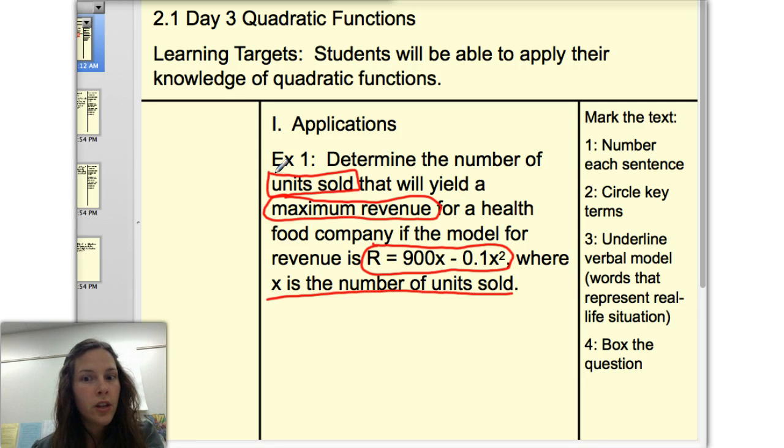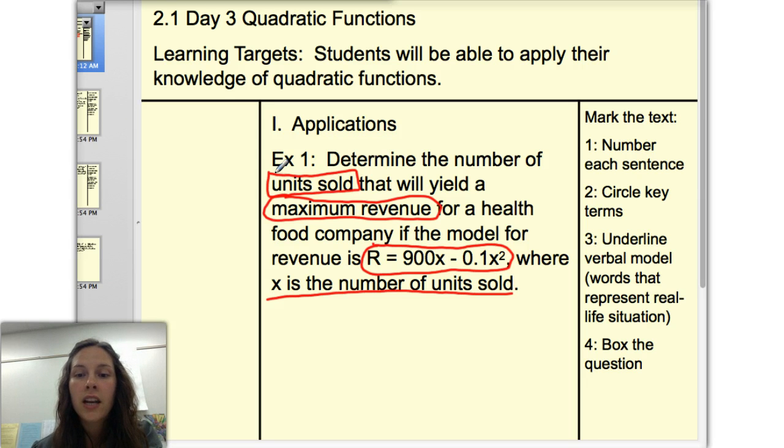So in order to do that, you might be thinking, oh my gosh, I have no idea. Maximum revenue. Think about, first of all, parabolas opening up or down. If a parabola opens up, the vertex is a minimum. It's the lowest point on the graph. And you think about the range, y is greater than or equal to, meaning that is the minimum value. All of the other y values are bigger than that.